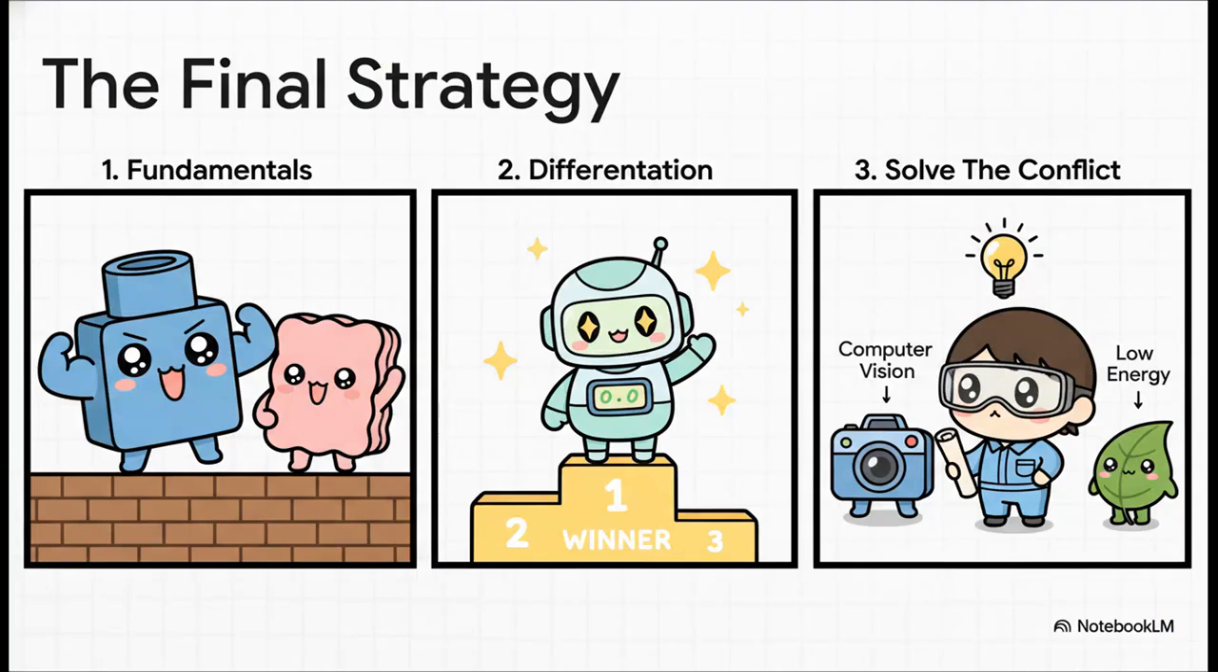So, what does this blueprint really tell us? Well, 3 things. 1. Nail the fundamentals. That compressor and insulation, that's the backbone of this whole product. 2. Our smart features are how we're going to stand out, but our build quality has to be just as good as our toughest competitor. And 3, we have to figure out that energy conflict with the computer vision system. The house has given us our strategy.